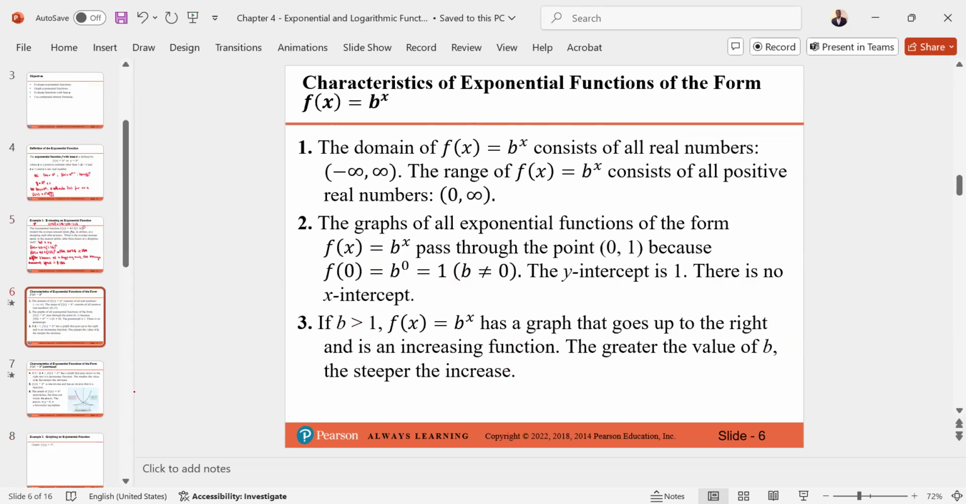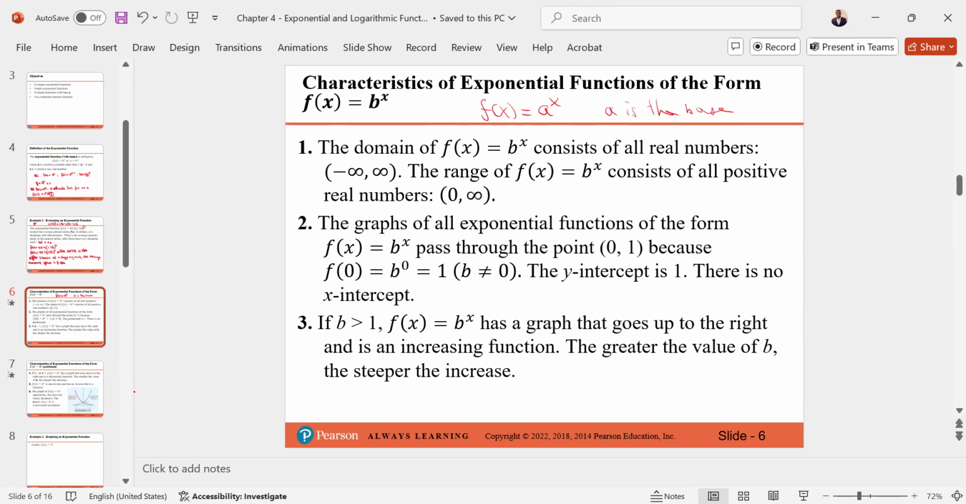But let's look at the characteristics of exponential functions of the form f of x equal b power x. In some books, you can see it written as a power x. A is the base, or b is the base. Now we have some characteristics. We know for a function like this, the domain consists of all real numbers, and the range consists of all positive numbers, range from 0 to infinity. That's very important to remember. I'm hoping you would keep this one in mind when you're looking for the domain and the range.